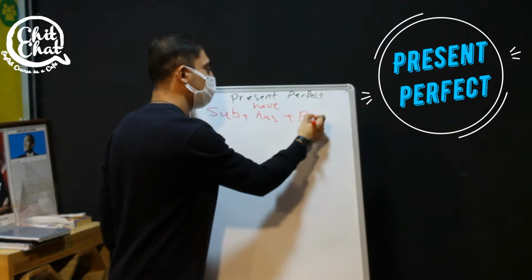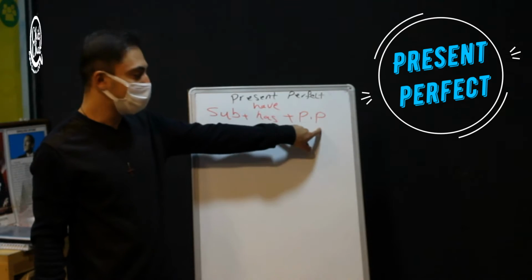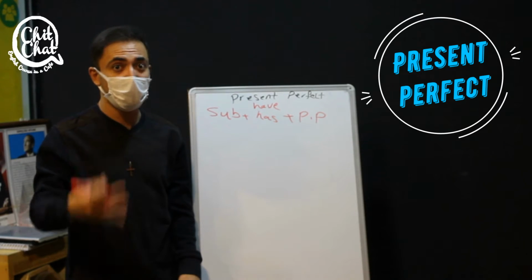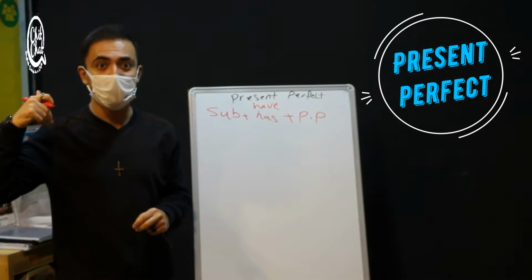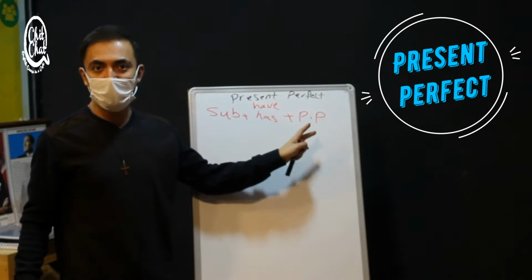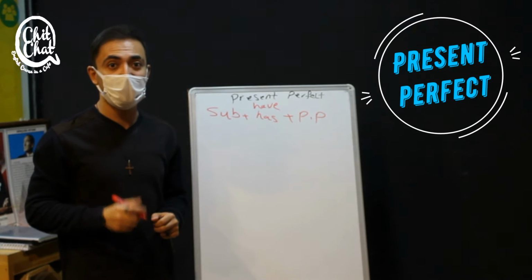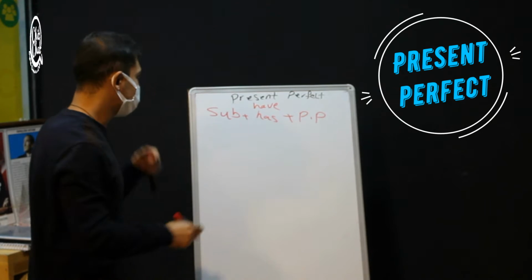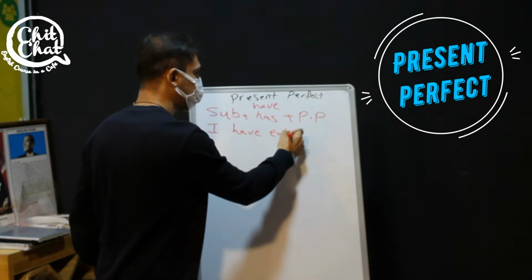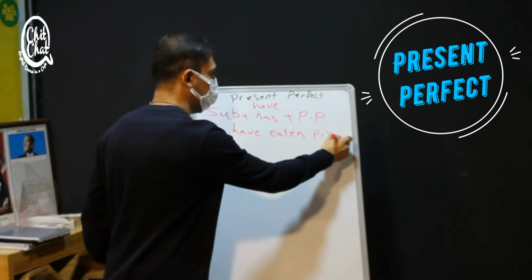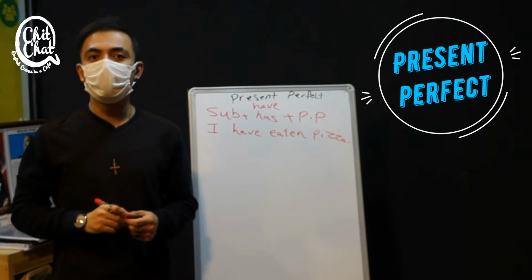And then you should use the past participle, or they say PP. What is past participle? It is the third form of the verb. For example, eat, the second form is ate, we use it for past tense, and eaten is the past participle. Okay? So there is a list that you have to memorize of past participles. For example, I have eaten pizza.